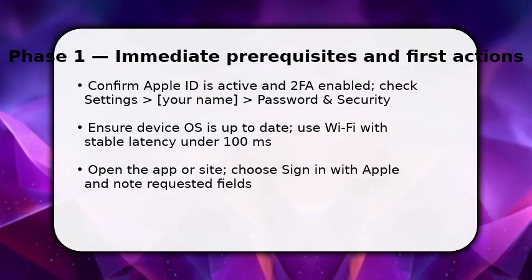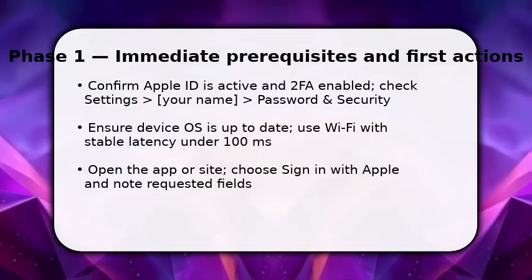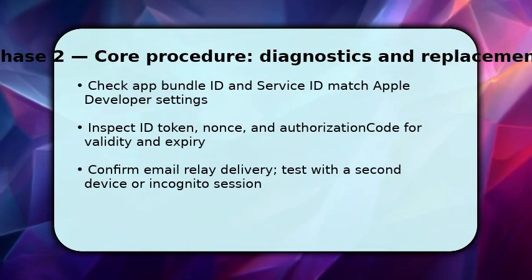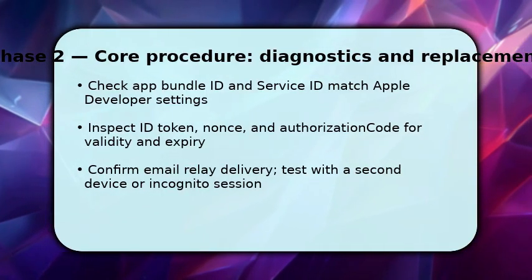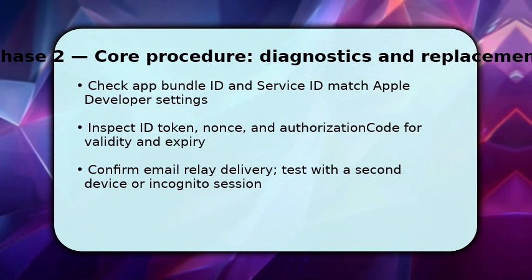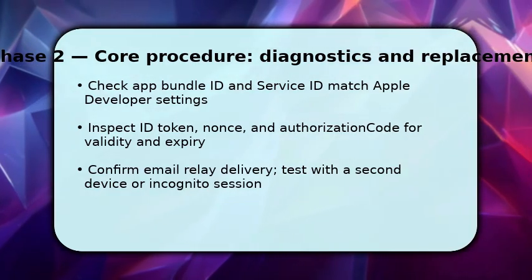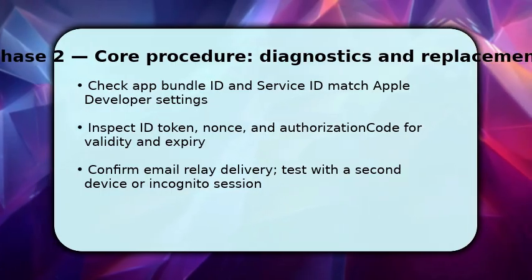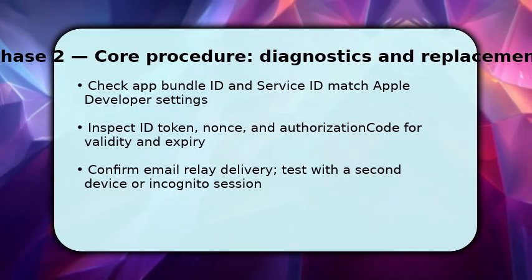You now verify the technical middle steps. Confirm the app bundle ID or website service ID matches what's configured in Apple Developer Console. Fetch the ID token and authorization code from the sign in response and validate the JWT signature and expiry. This prevents rejected logins. Make sure nonce values match to prevent replay attacks.